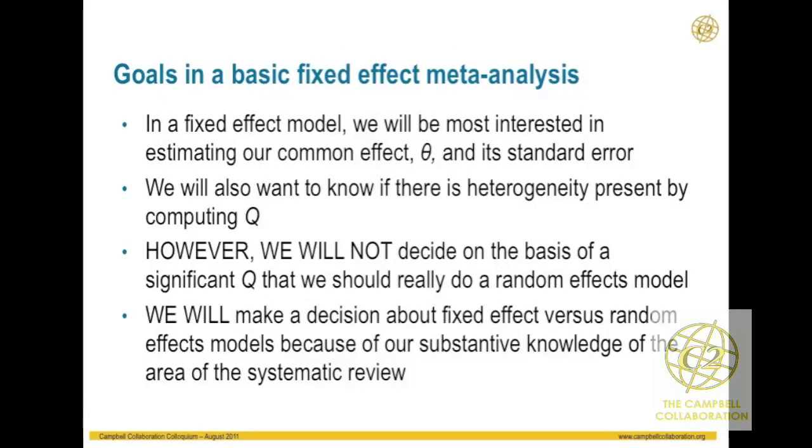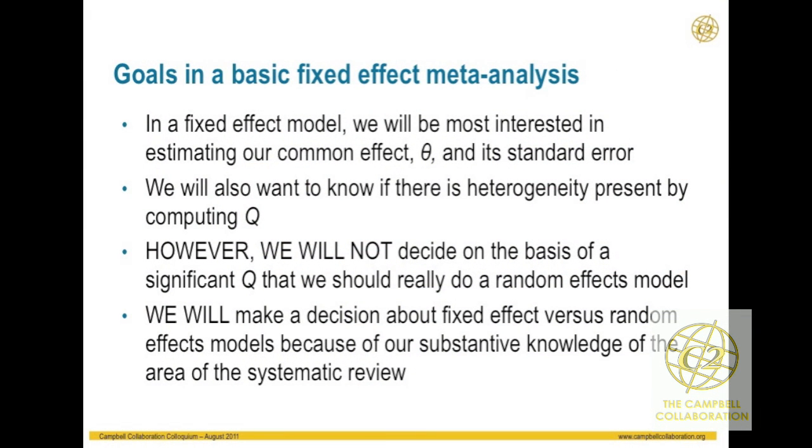Okay. So the first thing we do in a basic meta-analysis is we're interested in estimating our common effect and its standard error. So in a fixed effect model, we're going to calculate our theta. We calculate that by getting a weighted mean of our effect sizes using that fixed effect weight. That fixed effect weight is mostly dependent on sample size. We get its standard error. We also want to know how much heterogeneity there might be among our effect sizes. We calculate the statistic Q.